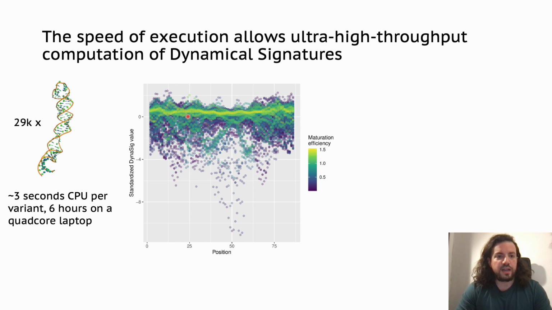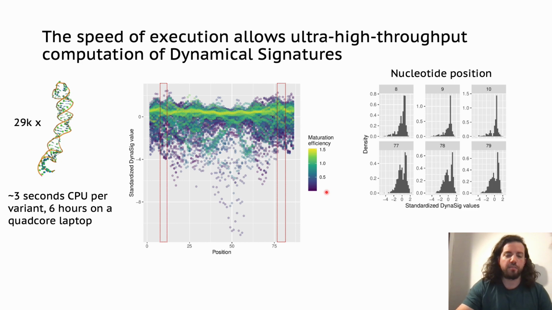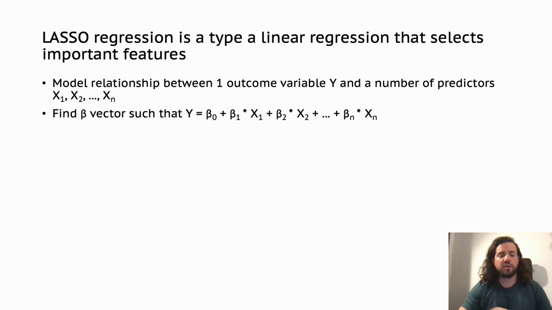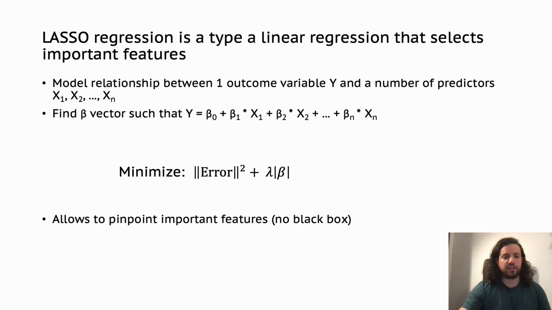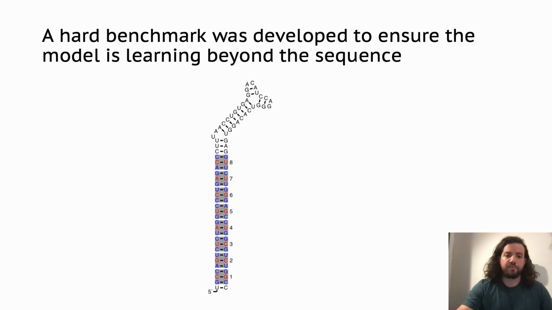So here you see the dynamical signatures with the maturation efficiency color-coded. This is just a zoom in on these positions with the standardized dynamical signature values. This is what we're feeding to the machine learning models. And the machine learning model we're using is simple LASSO regression, which is basically just like linear regression, so independent input variables, but we add regularization, so we minimize the sum of coefficients, so that allows feature selection. And it also allows us to pinpoint important features back to the structure.